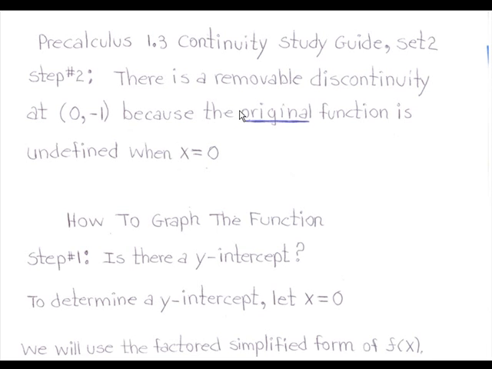Because the original function, we cannot forget about the original function, because the original function here controls everything in this case. And we were looking at the original function, and we saw that when we put 0 into the original function, we end up with 0 divided by 0, and that's undefined. So in this case, that point 0, negative 1 is going to be a removable discontinuity. Once again, there is a removable discontinuity at 0, negative 1, because the original function is undefined when x is equal to 0.